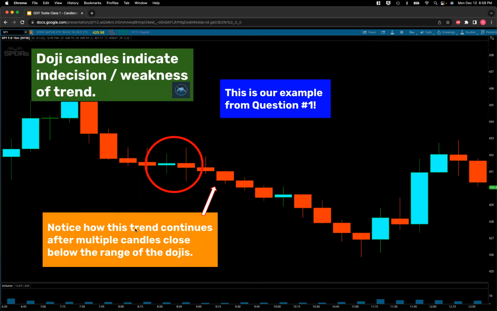And again, I made this call arrow. Notice how once we break below these doji's lows is when the trend starts continuing, right? So you can see we start to get a close below the range of these previous dojis. That's when we begin to drop lower.